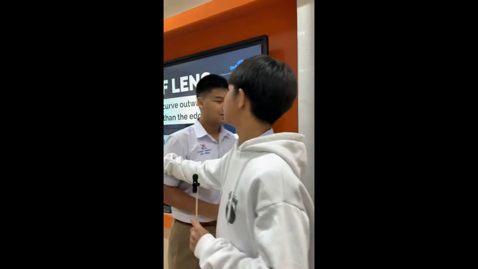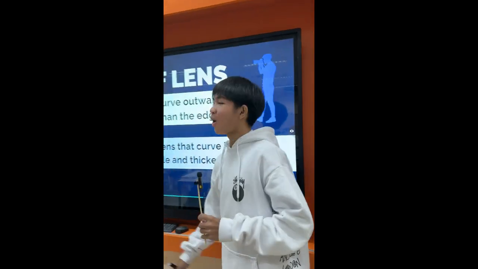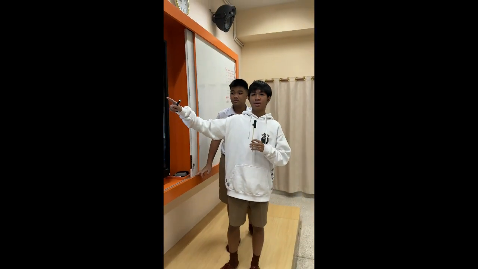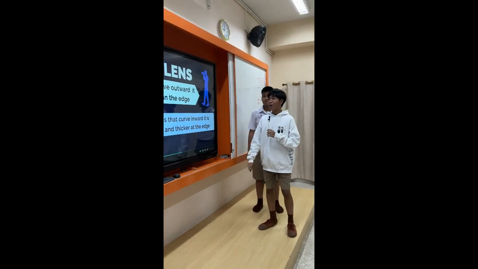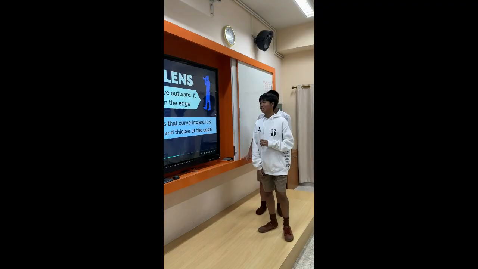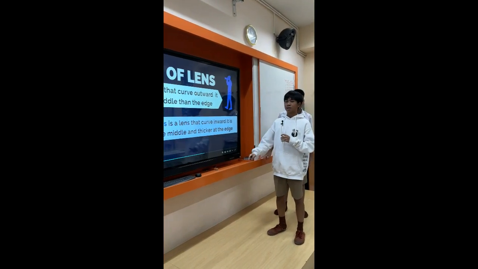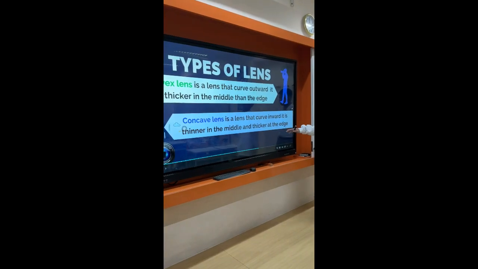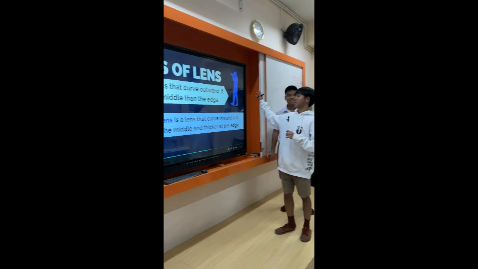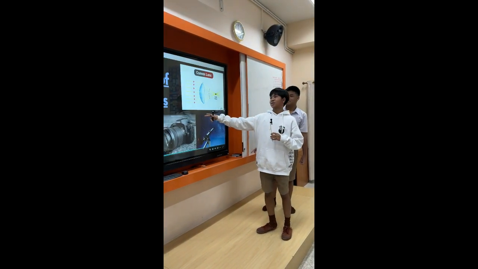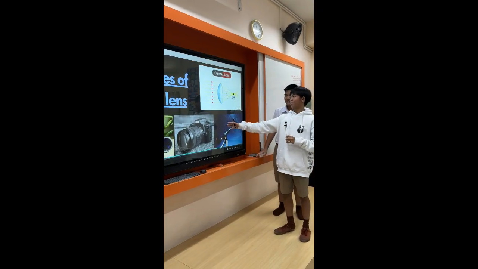There are two types of lens. A convex lens is a lens that curves outward. It is thicker in the middle than at the edge. And a concave lens is a lens that curves inwards and is thinner in the middle than at the edge. This is the example.